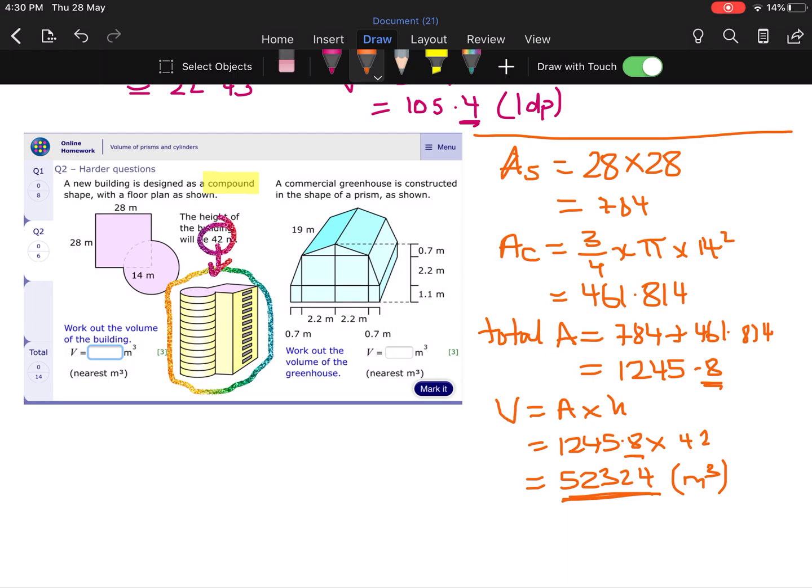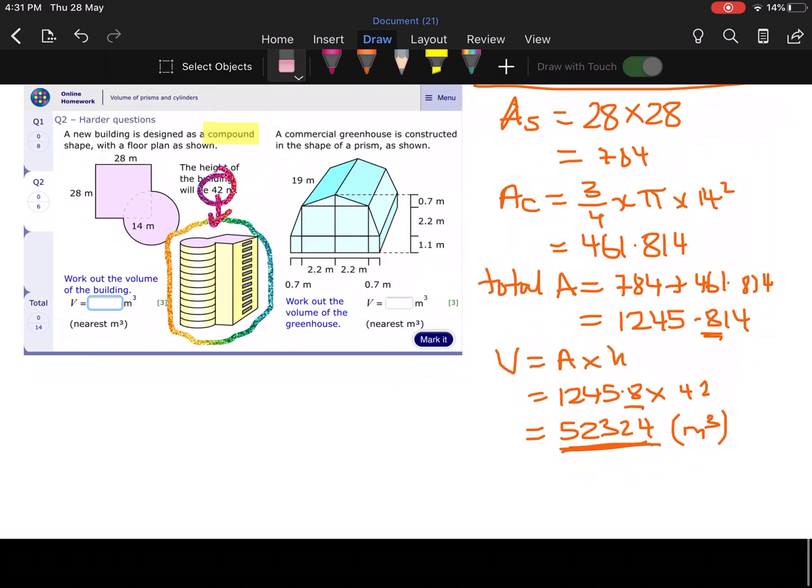I could have even put 814. So let's see what would happen using 814. Yeah, my calculator used all the values, so that is the most accurate answer. So that is the answer to this one here. The difficult thing for students is spotting what the question's actually asking and realizing it's a compound of a square and a circle, but you don't want the full circle, you just want 3/4 of the circle.